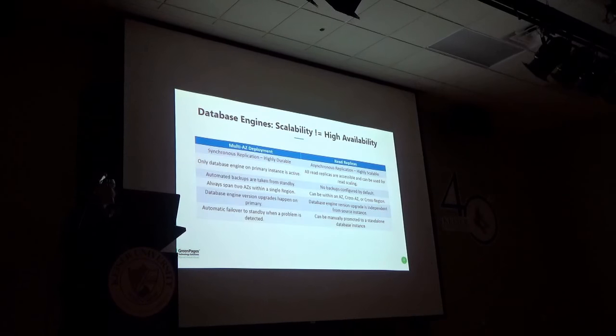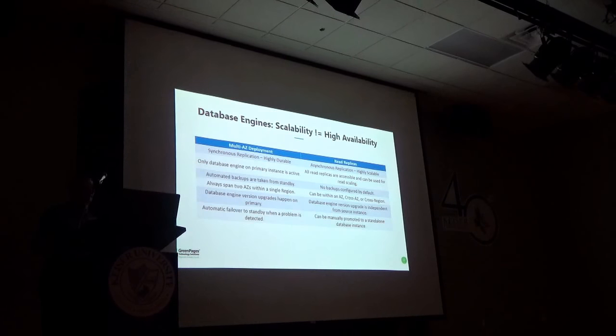All right, so then the comparison slide. Scalability does not equal high availability. On multi-AZ, it's synchronous replication. Read replicas are asynchronous. With multi-AZ, only the primary database engine is active. Read replicas can be accessible at any time. Automated backups are taken from the standby in multi-AZ. By default, there are no backups on read replicas. Ideally, they could easily be rebuilt from the primary. Multi-AZ always spans two AZs. That's pretty easy. Read replicas can be within an AZ, across multiple AZs, or across regions.